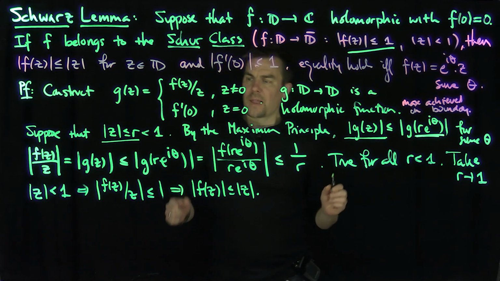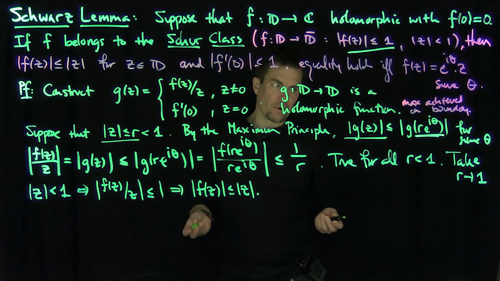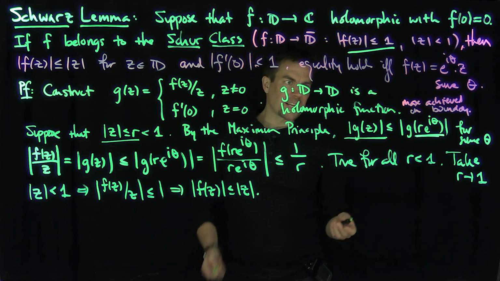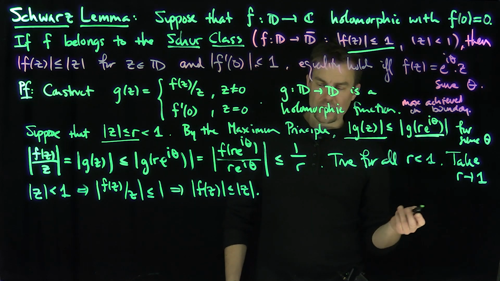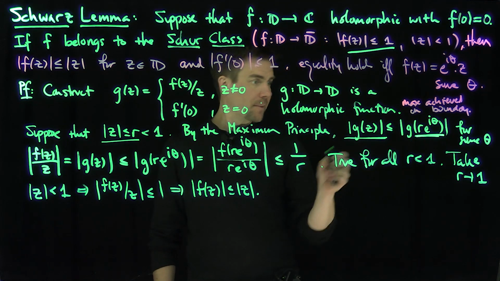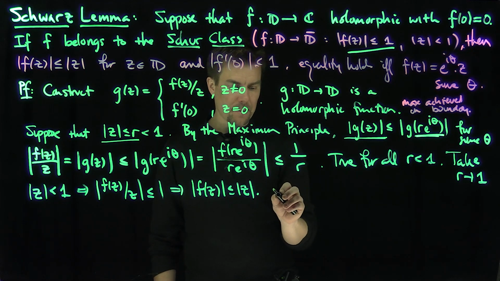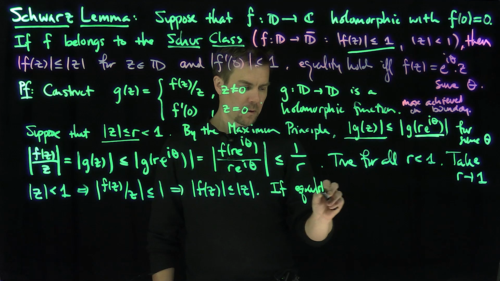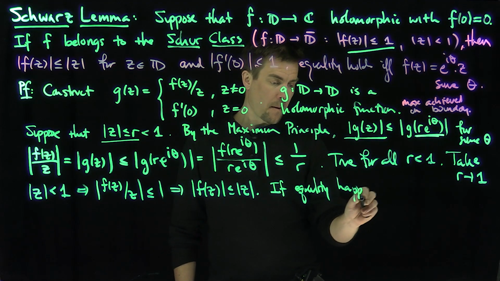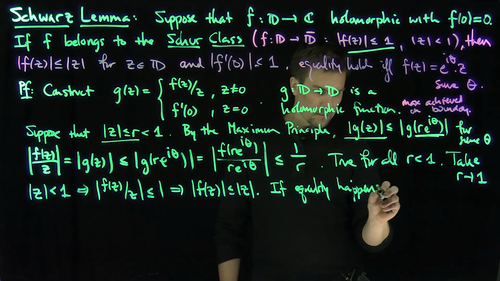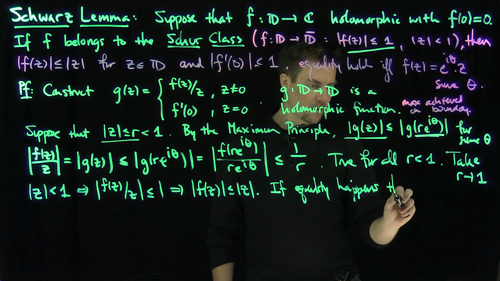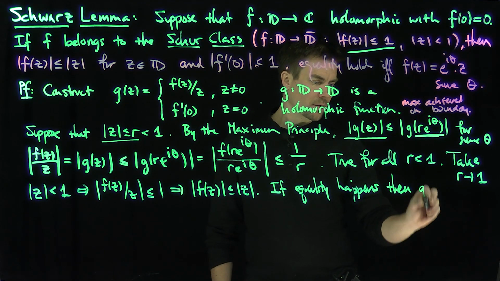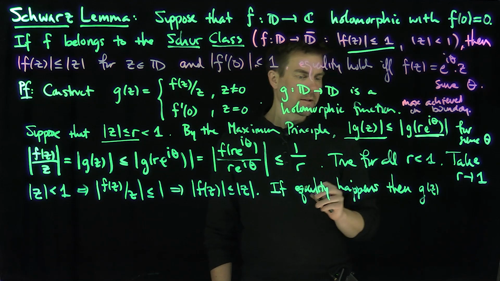Okay. Now, what happens if we have equality over here, right? So in other words, if there was an interior maximum of this function g, that would say that g is constant, right? If equality happens anywhere, at any point, then g is constant. g of z is constant, right?